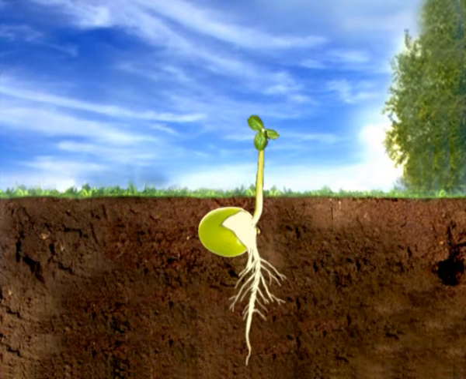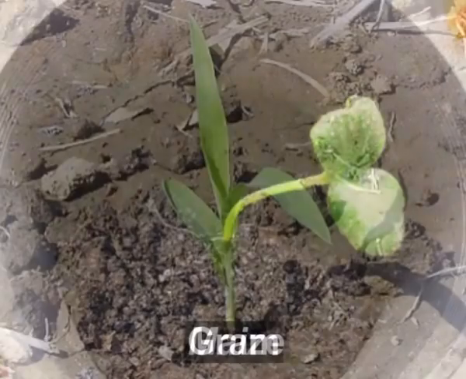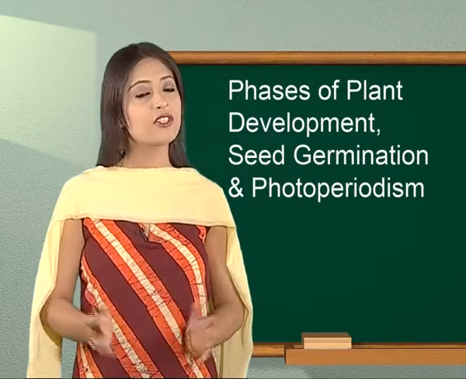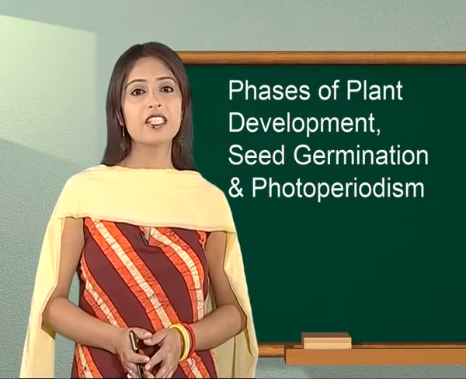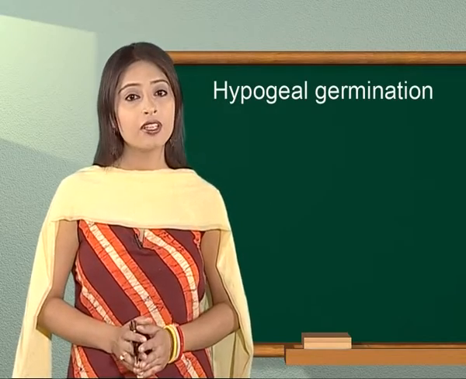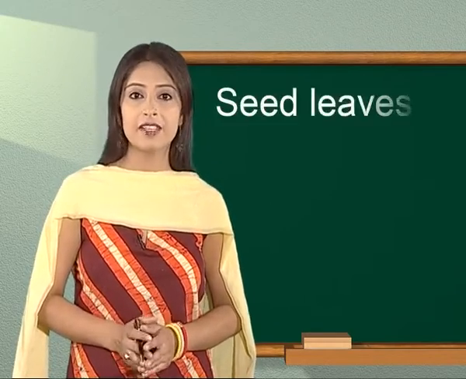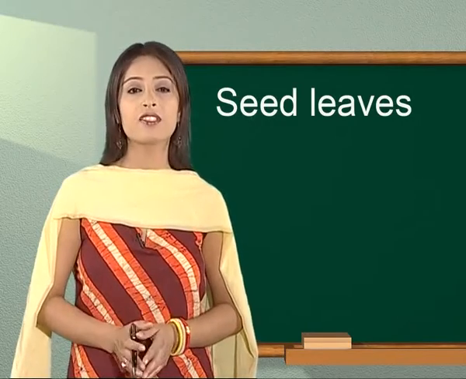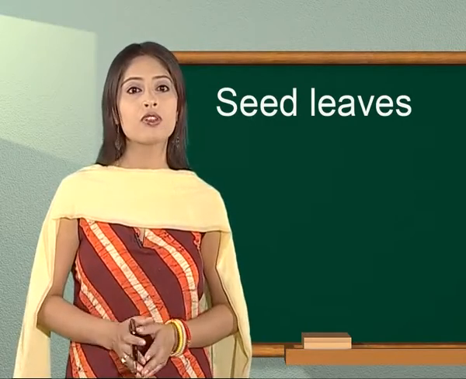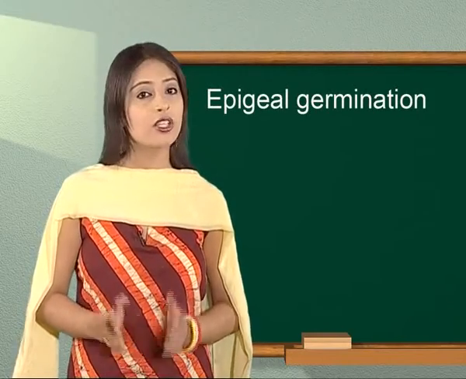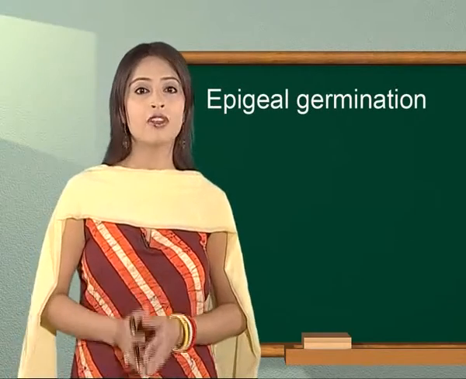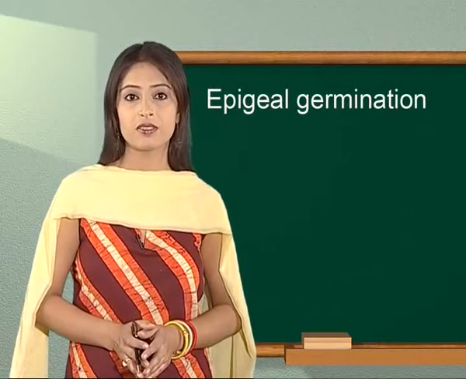Examples of plants showing this type of germination are gram and maize. So these were the two types of seed germination. The basic difference between them is that in hypogeal germination, the cotyledons, also called seed leaves, remain below the surface of the soil and the shoot grows outward, whereas in epigeal germination, the cotyledons come above the ground along with the growing shoot.